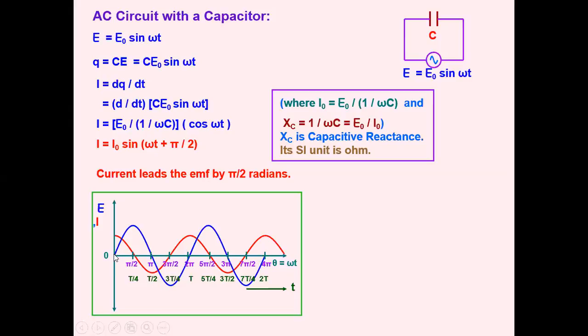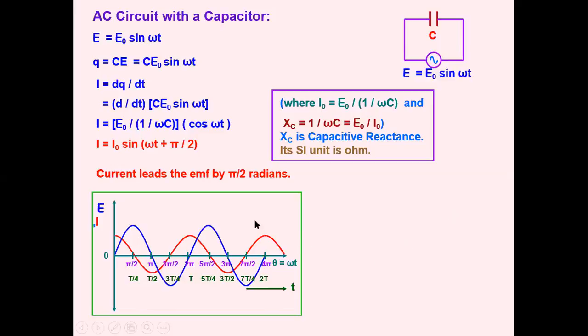So this is the variation. When voltage is lowest, current is maximum, and when voltage becomes maximum, current becomes 0. When again voltage becomes 0, then current becomes maximum in the reverse direction, and when voltage becomes maximum in the reverse direction, then current becomes again 0, and so on.